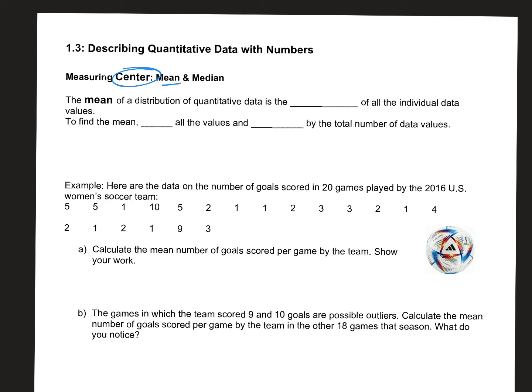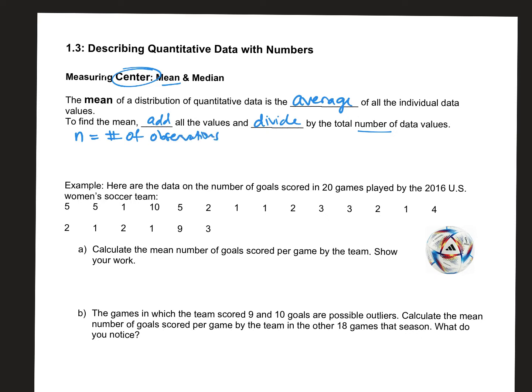So the mean of a distribution of quantitative data is the average of all the individual data values. And to find the mean, we're going to add all the values and divide by the total number of values, okay? This is kind of what it looks like in your book. Also, you're going to have this on the formula sheet too. So let's say that N is the number of observations, okay?